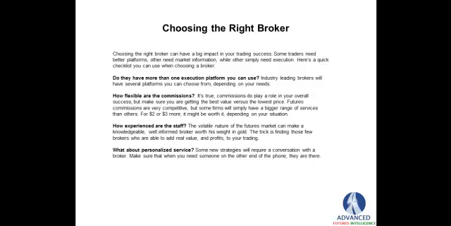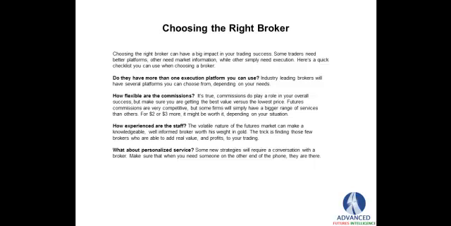So here's a quick checklist for you to go through and ask when you're selecting a broker. Do you have more than one execution platform available for use? Industry leading brokers will have several, two, three, four, five platforms that you can use depending on your needs. How flexible are your commissions? It's very true. Commissions do play a role in overall success, but make sure you're getting the best value versus just going for the lowest price.